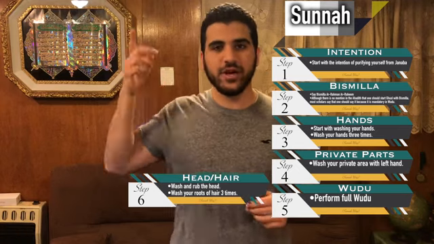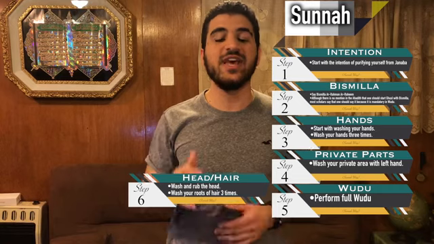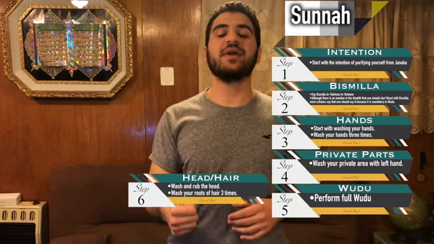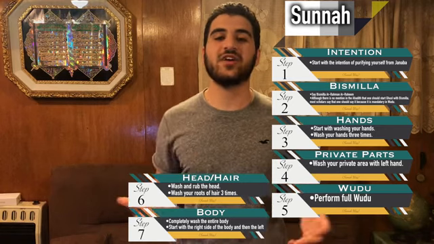And for those who have braided hair, then you should just wash your hair, pour water on your hair 3 times. That's step number 6. Step number 7, after washing the hair, is washing the what? Washing the entire body after.